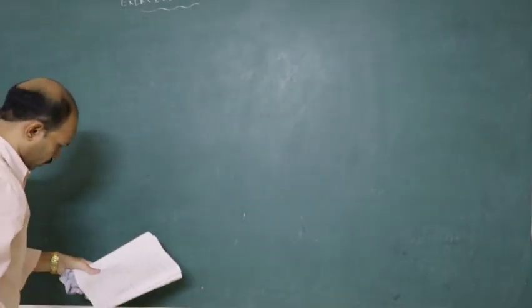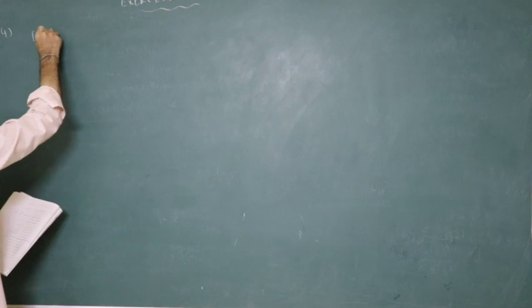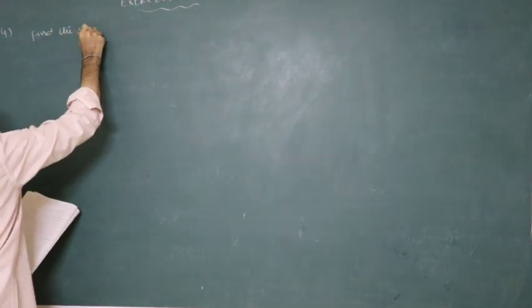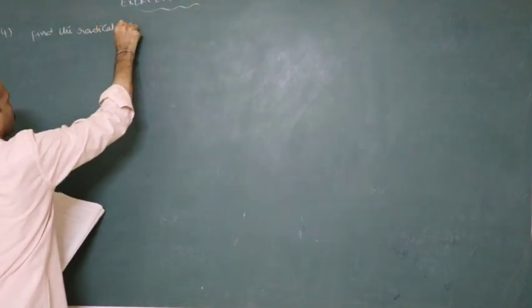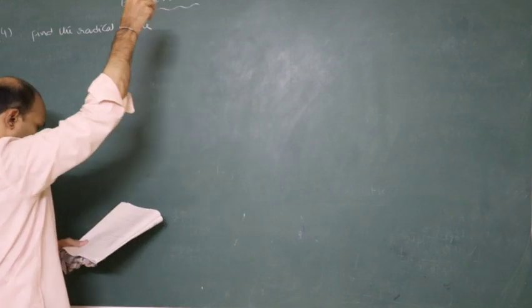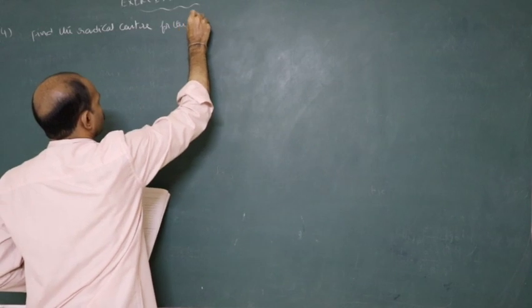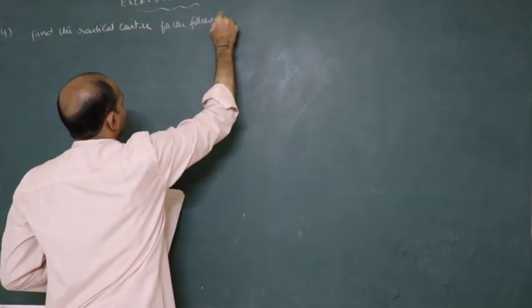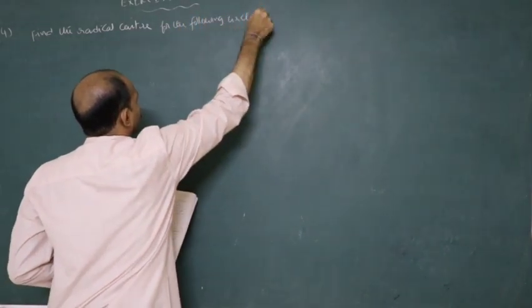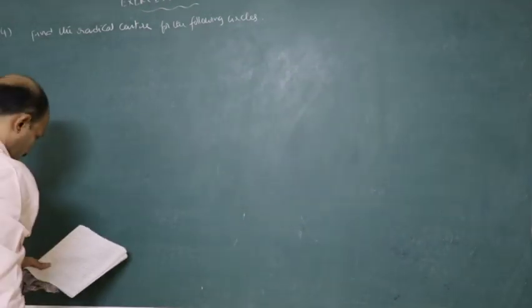Find the radical center. Next problem, 4 of Roman 2. Find the radical center for the following circles.